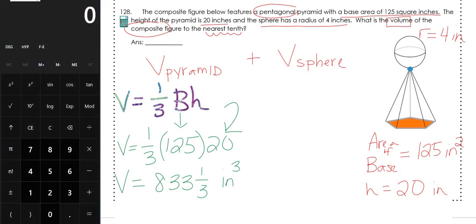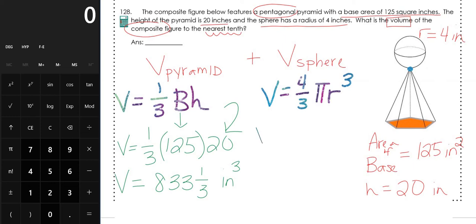Okay, let me do the sphere now. So the volume formula for a sphere is 4/3 pi r cubed. All you have to know is the radius of the sphere. And we do. It's 4. So we're going to plug in.